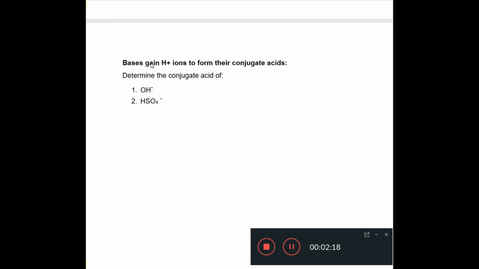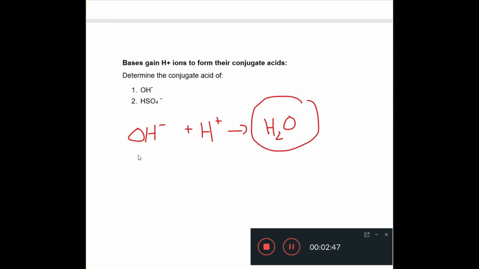Right, bases gain H plus ions to form their conjugate acids. So let us look at a couple of examples. So the hydroxide ion, when it acts as a base, we know that they accept protons. So we add the H plus. So what are we going to form? And we know that OH minus plus H plus is going to give us H2O. So water is the conjugate acid of OH minus.